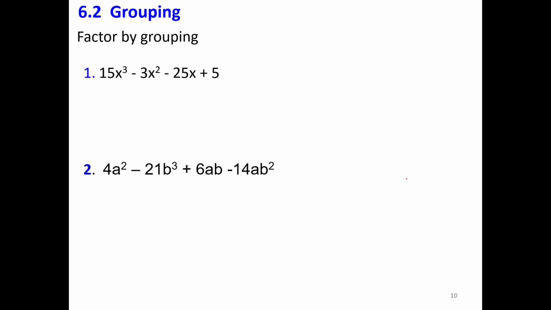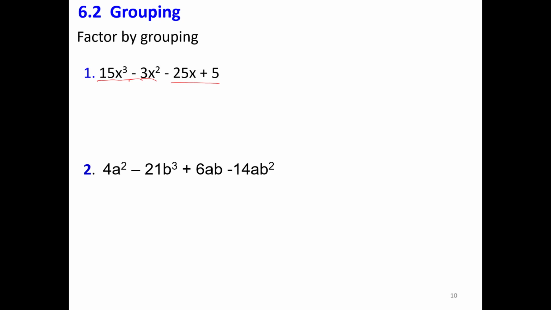Then let's try two more problems. Then we had 4 terms and we need to factor out using the grouping method. Then we divide this in 2 parts. We need to find the greatest common factor for each part.